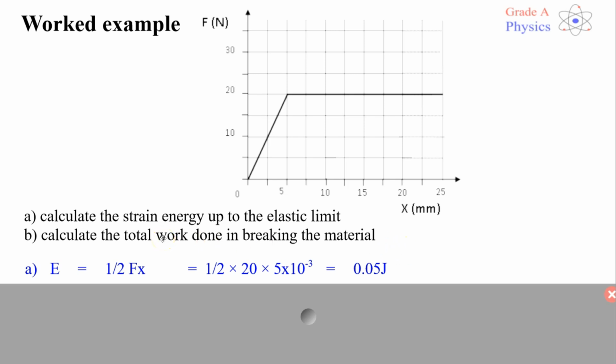Part B, fairly similar. It says calculate the total work done in breaking the material. So we're assuming that at this point here it's going to break.